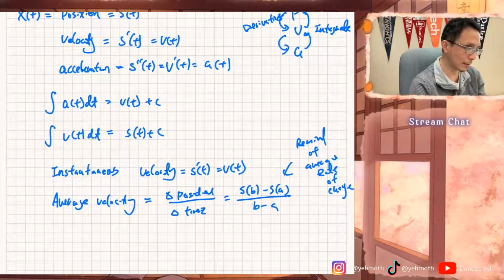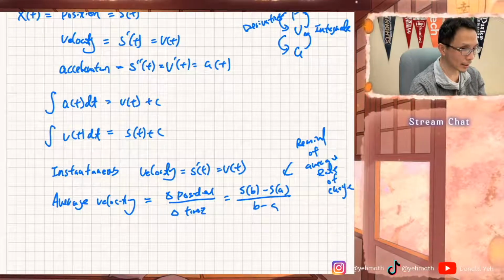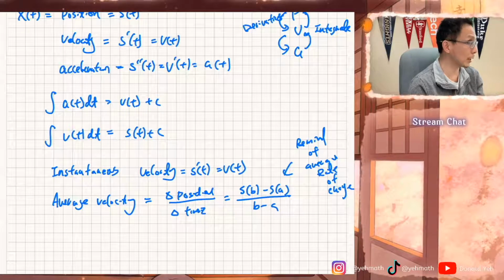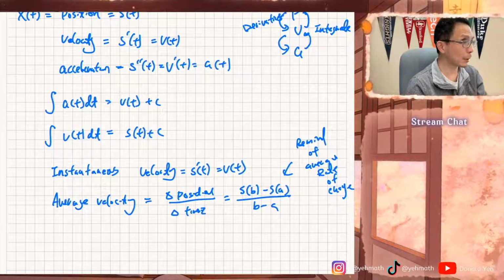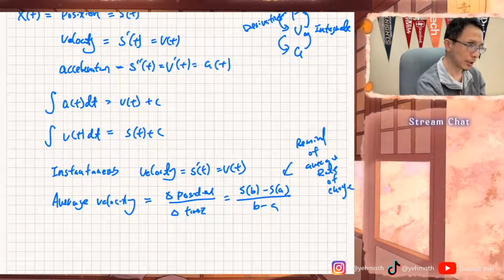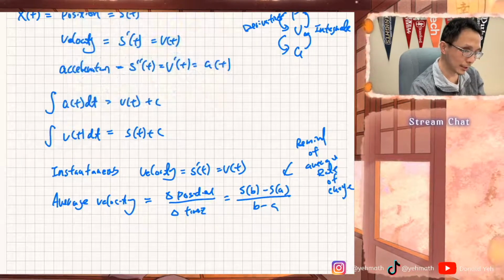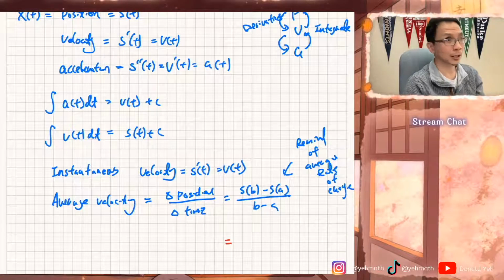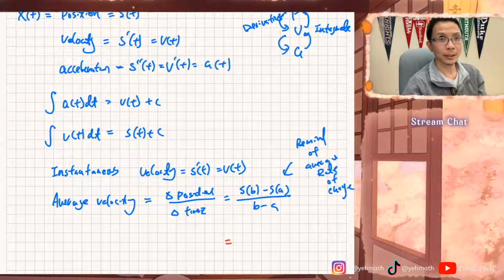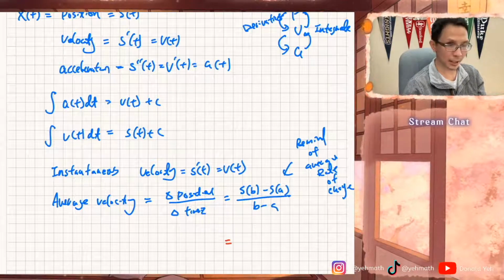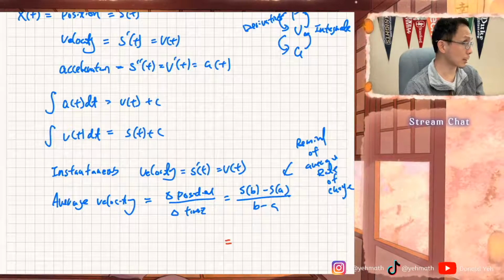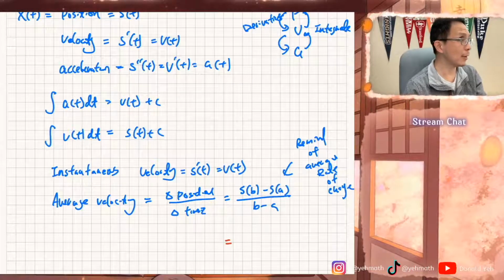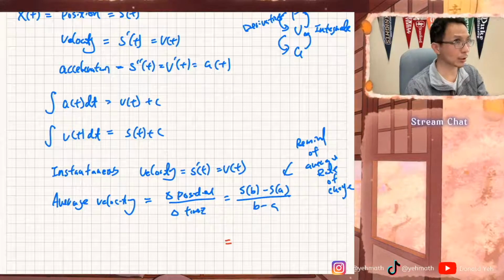So yeah, they are the same in this case. It is S of B minus S of A over B minus A. But so far we know all the stuff because we learned it before. Now something we did not learn here, which I'm going to write in red, is: what if the velocity equation is given to you instead of positions? How would you find average velocity from a velocity equation?